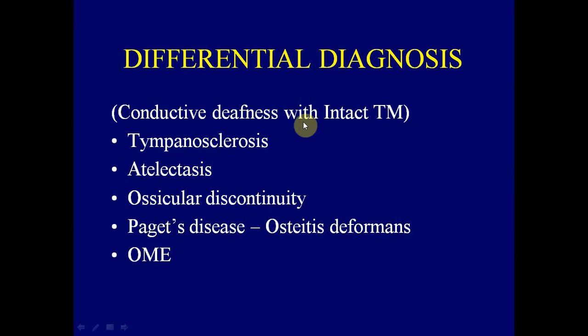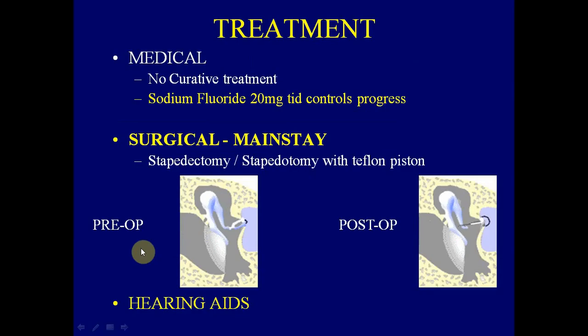The differential diagnoses are tympanosclerosis, where there is deposition of hyaline material on the middle fibrous layer of the tympanic membrane and various other parts of the tympanic cavity. Atelectasis, because of the persistent negative middle ear pressure. Ossicular discontinuity, either traumatic or inflammatory, also will lead to intact tympanic membrane but with conductive hearing loss. Paget disease, that is osteitis deformans, and otitis media with effusion. But the differentiation is OME will have a B type of tympanogram.